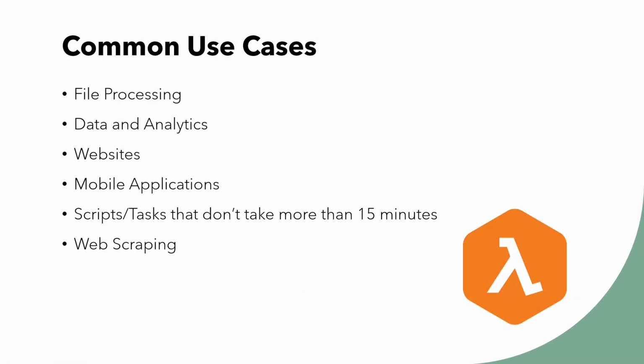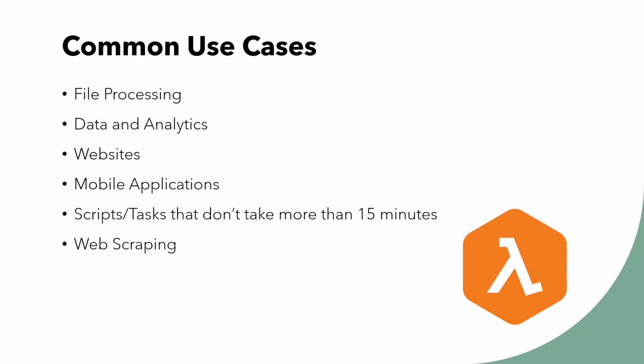Some common use cases for AWS Lambda include file processing, data and analytics. Websites and mobile applications typically have some back-end logic that you can put into an AWS Lambda function, and you can invoke that Lambda function through an API gateway, or you can invoke it directly by using the new feature called AWS Lambda URLs, where you can call the URL in your application, on Postman, or through the browser, and you can invoke that Lambda function.